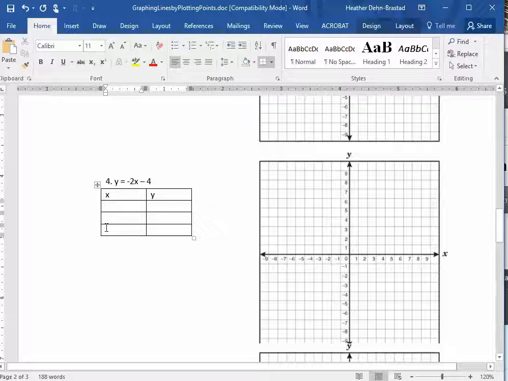Let's do number 4 because of the negatives in the problem. I'm going to let x be 1, 2, and 3 for this one. So I'm going to just type what y is equal to here just so I don't forget. Negative 2x minus 4. The negatives sometimes can be tricky. And I'll put one more column on here just so I can write my coordinates. You don't have to do that, but it helps me keep it straight.